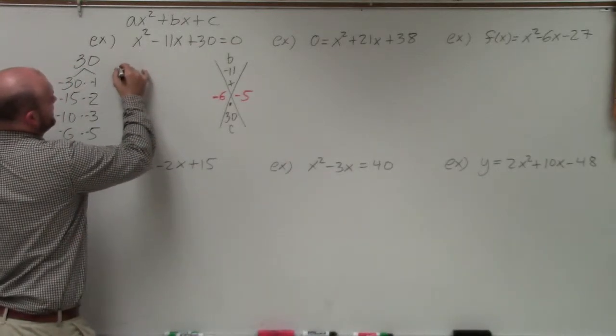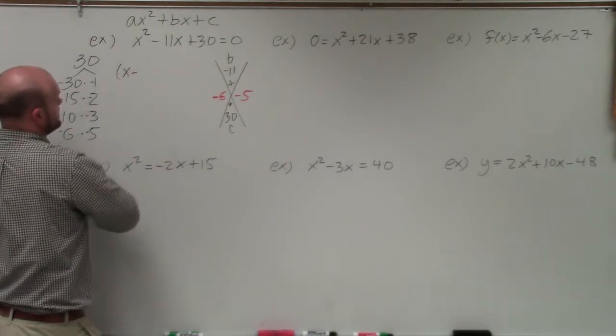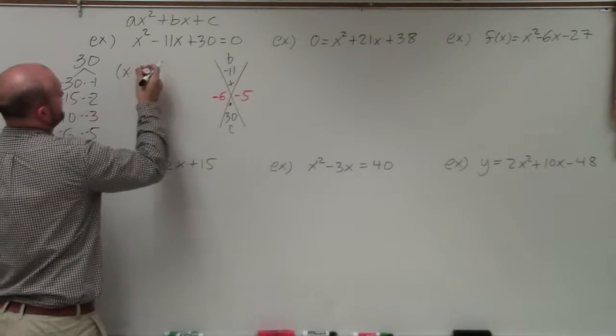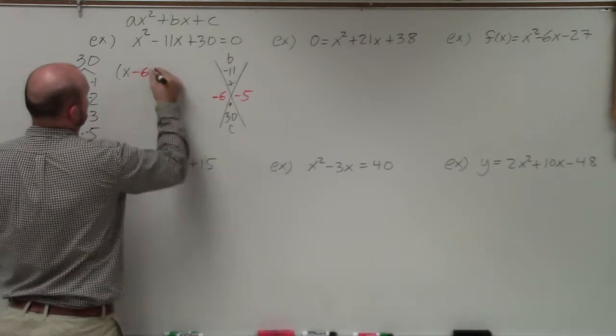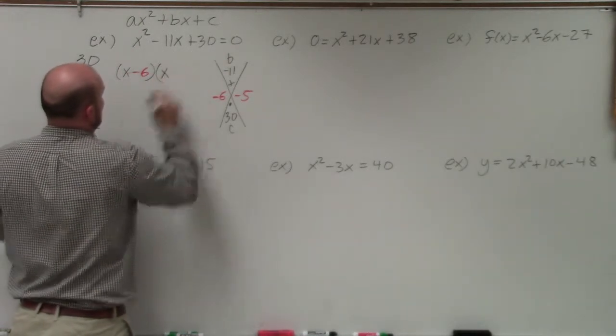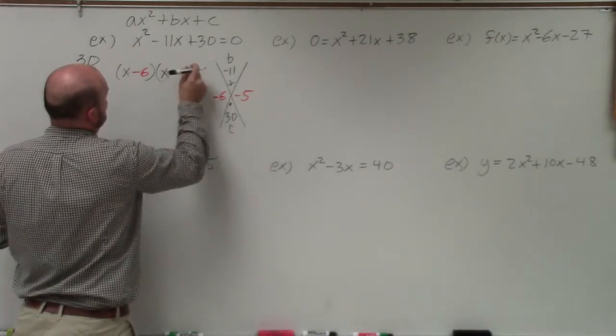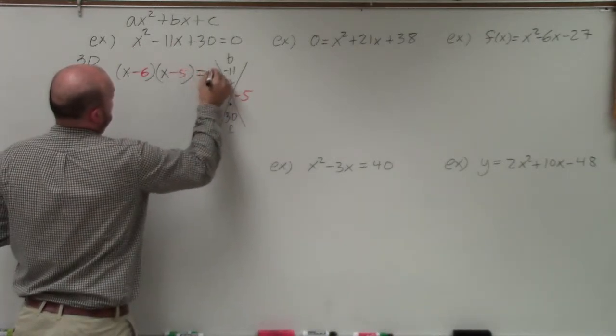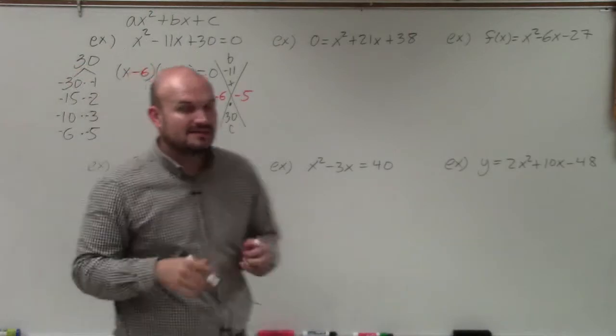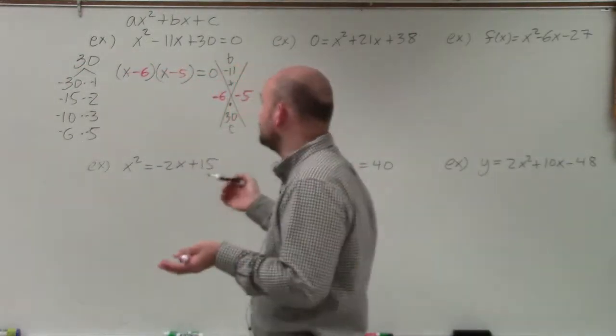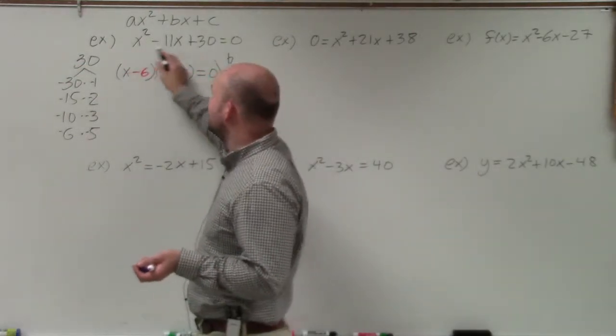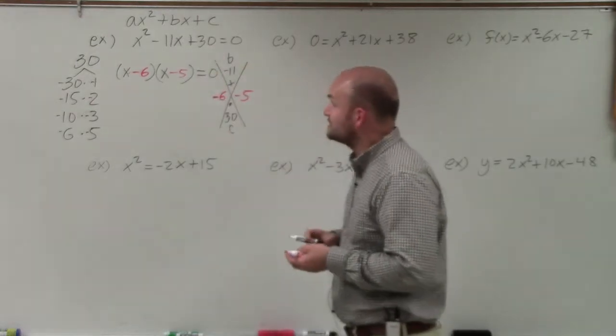Basically I can write this as x minus 6 times x minus 5 equals 0. All right? And if you want to apply FOIL, you can always check your answer by applying FOIL, and they will expand out to x squared minus 11x plus 30.